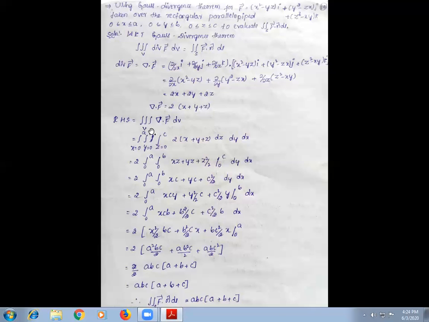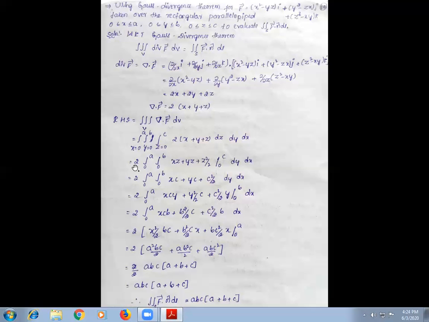Take the RHS, triple integral over V of del dot F dV. In this problem the limits are directly given: x varies from 0 to a, y varies from 0 to b, z varies from 0 to c. Here 2(x + y + z) is the del dot F value, dz dy dx. First, integrating with respect to z.